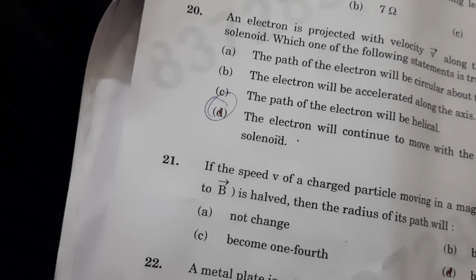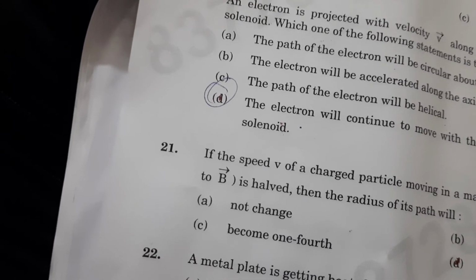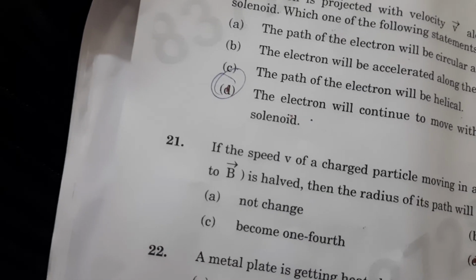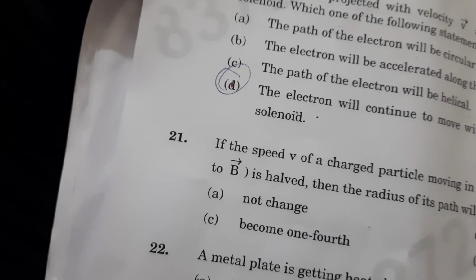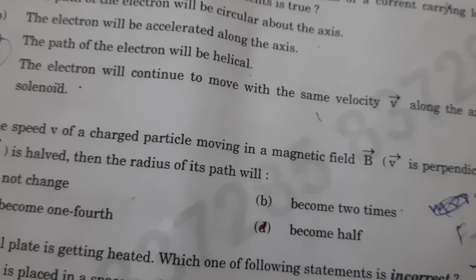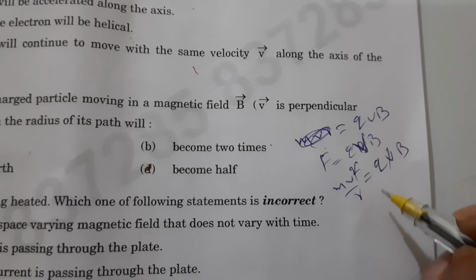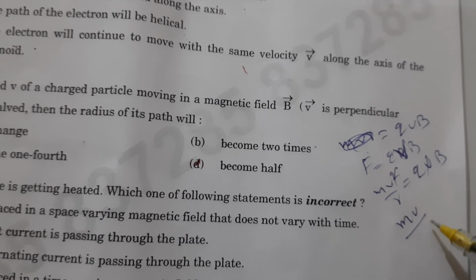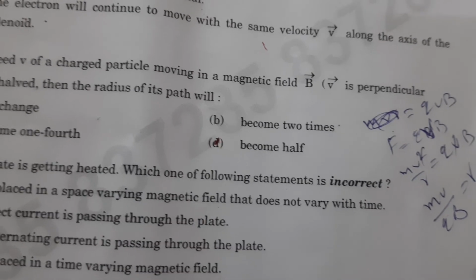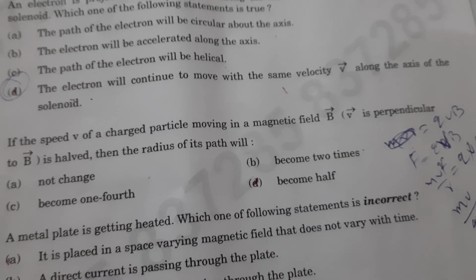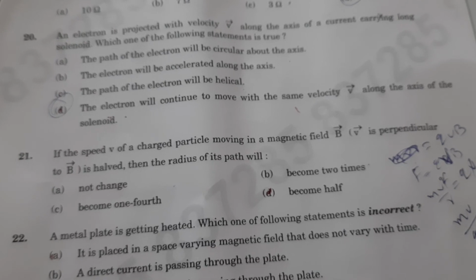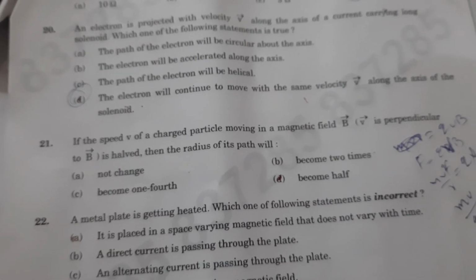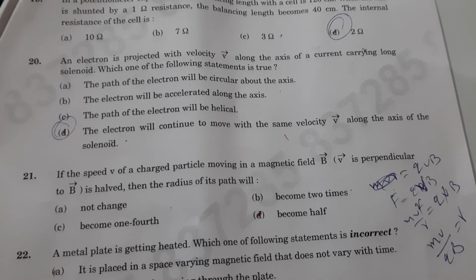Before going to mv squared by r, the force F equals qvB. Now from there, F equals mv squared by r, and equating to qvB, the v cancels, so you have mv by qB equals r. Then how the radius changes, you can see the answer as D is given.